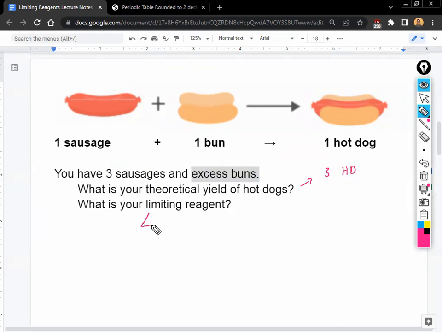And your limiting reagent, this is the new thing we're talking about. So make sure you write this part down. The limiting reagent is the reactant that runs out first. Okay, and that's the definition for the concept for today. The limiting reagent is the reactant that runs out first.